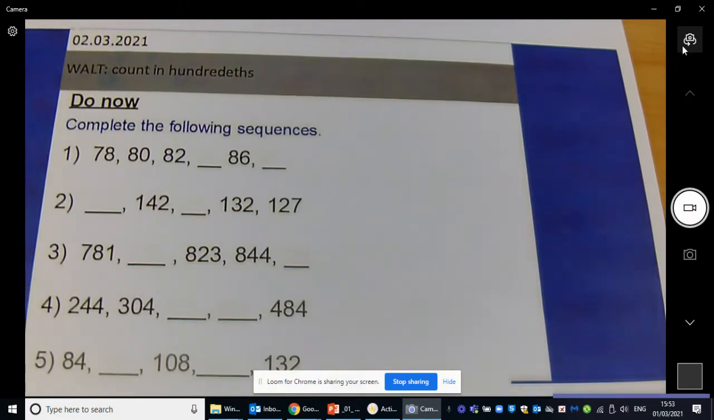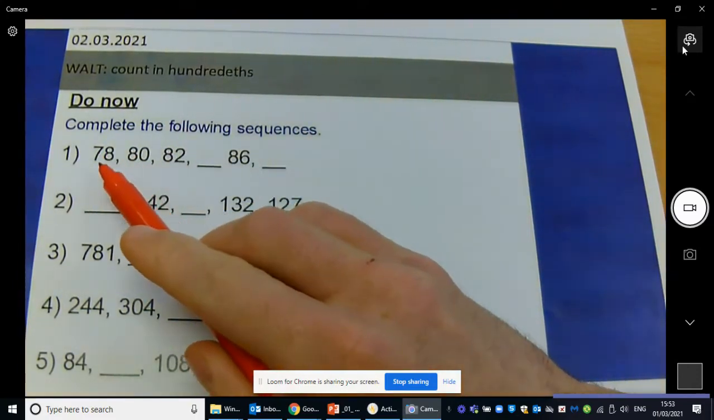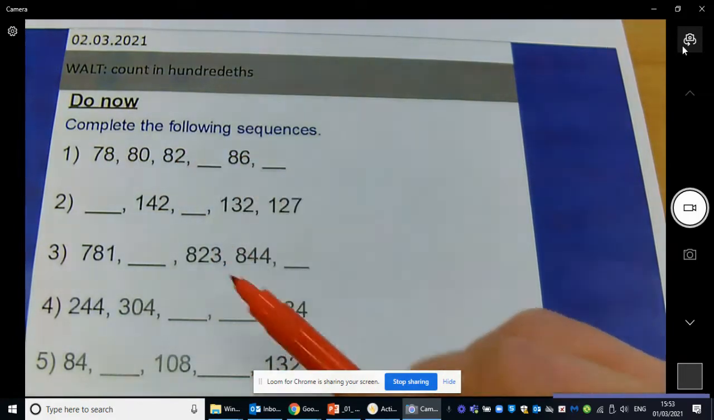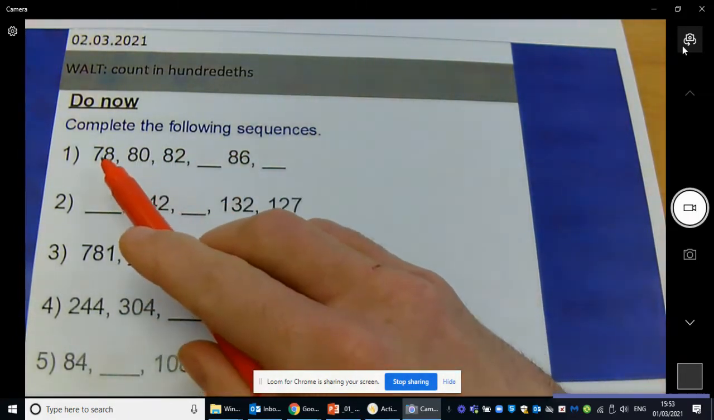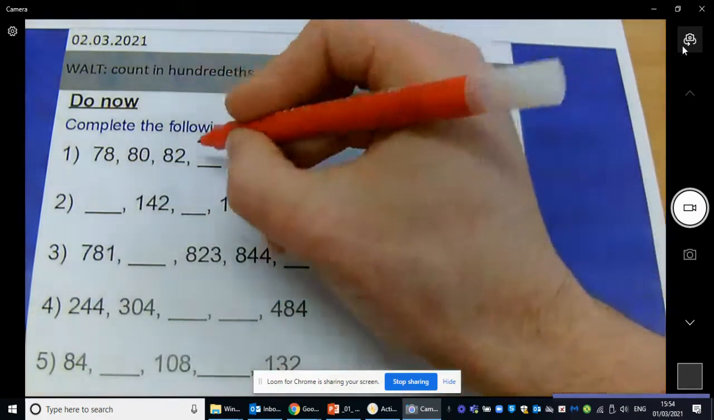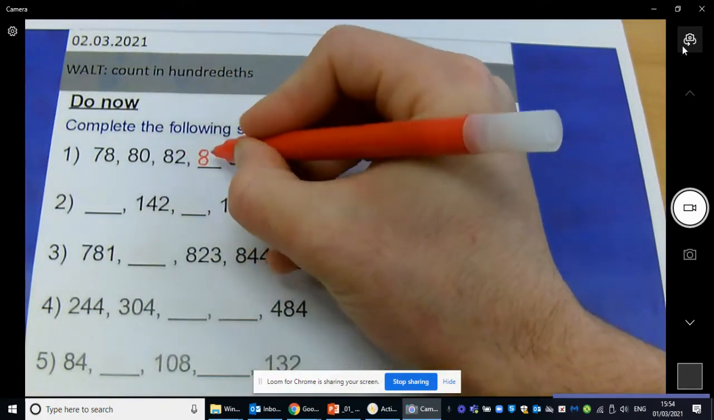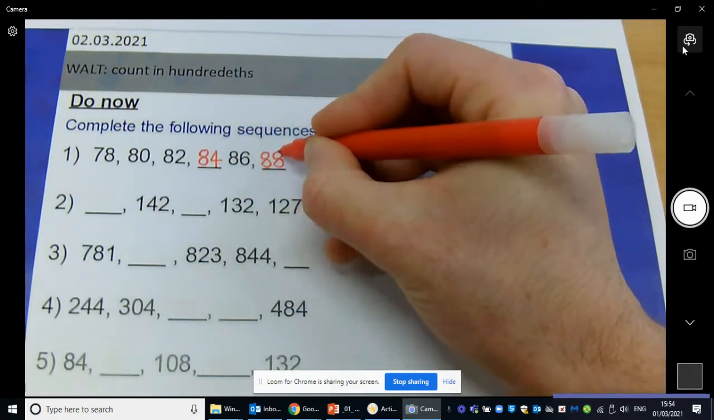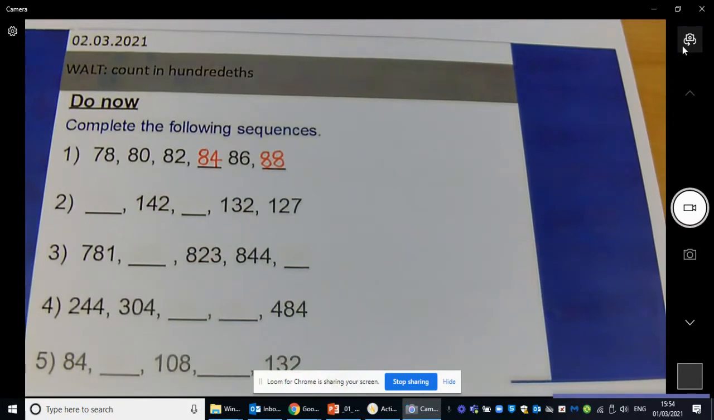So counting in hundredths. To start with, we have our do now, where I would like you to complete the following sequences. So we'll do the first one together. In this case, we have a sequence that is going up or down? It's going 78, 80, 82, blank, 86. So that's going up in twos. So I can tell that this one's going to be 82 plus 2 is 84. 86 plus 2 is 88. So all you've got to do is complete the remaining 4 sequences.